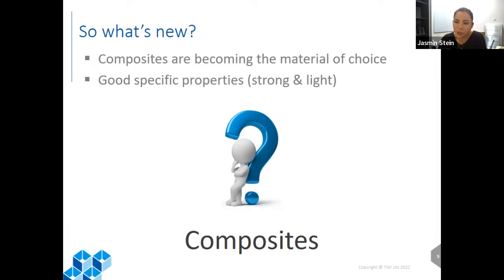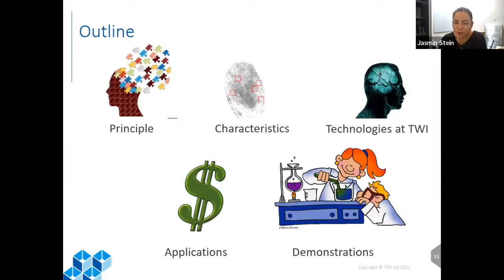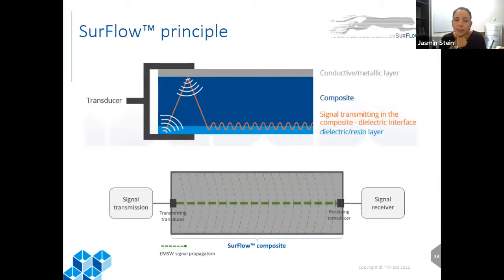So the idea is, other than using it as a structural material, can we have added functionalities in composites? In relation to this talk, can we use a composite structure itself to send an electromagnetic wave? Well, the answer is yes. So if I go to the principle of the technology, we send an electromagnetic surface wave through the composite. How do we do it? We have a signal launcher. That's the transducer you can see on the left-hand side. And then you can see the composite itself.